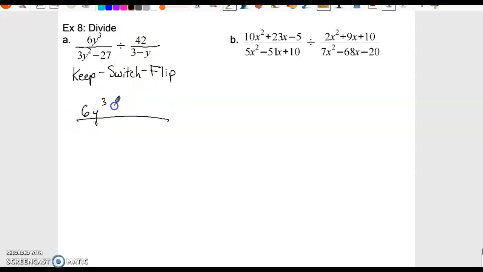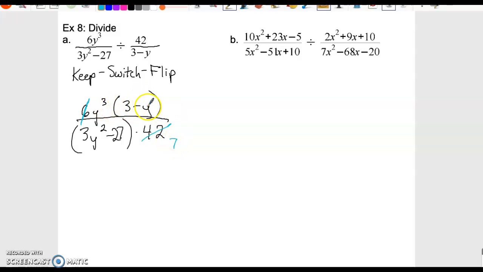And notice that I'm going to flip this thing, 3 minus y. And then in the denominator, I would have 3y squared minus 27, and then times that 42. Now again, I would do two steps at once to make this problem easier. I would factor at the same time that I'm doing this. For instance, looking at the top and bottom, 6 and 42, well, 6 goes into 42 7 times.